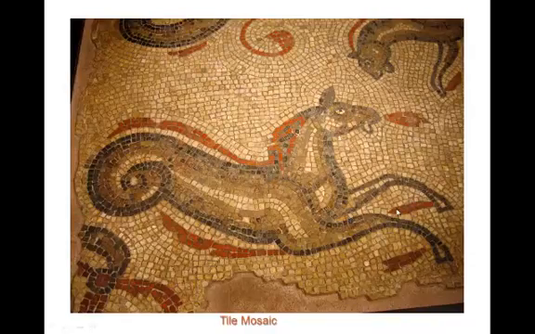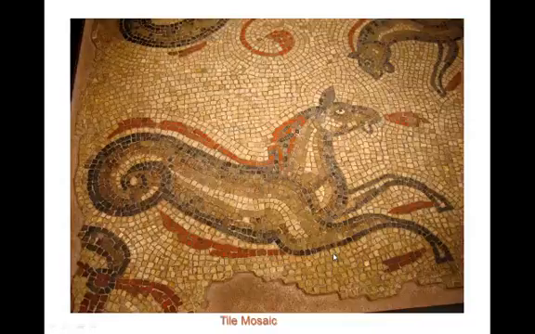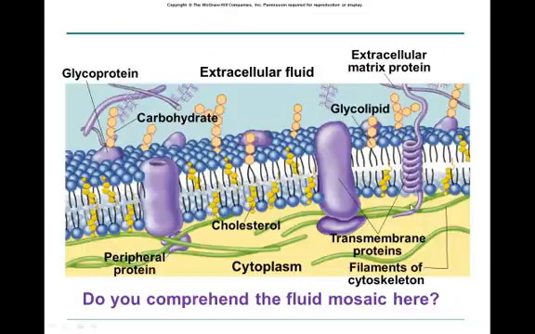Here's a tile mosaic. This is a Roman tile mosaic, maybe from Pompeii or maybe from Antioch. I think Pompeii. But in any case, it shows a picture made from tiles being stuck in. The mosaic in the phospholipid bilayer, the fluid mosaic model, is not nearly so aesthetically pleasing. It's a bunch of proteins stuck in there.